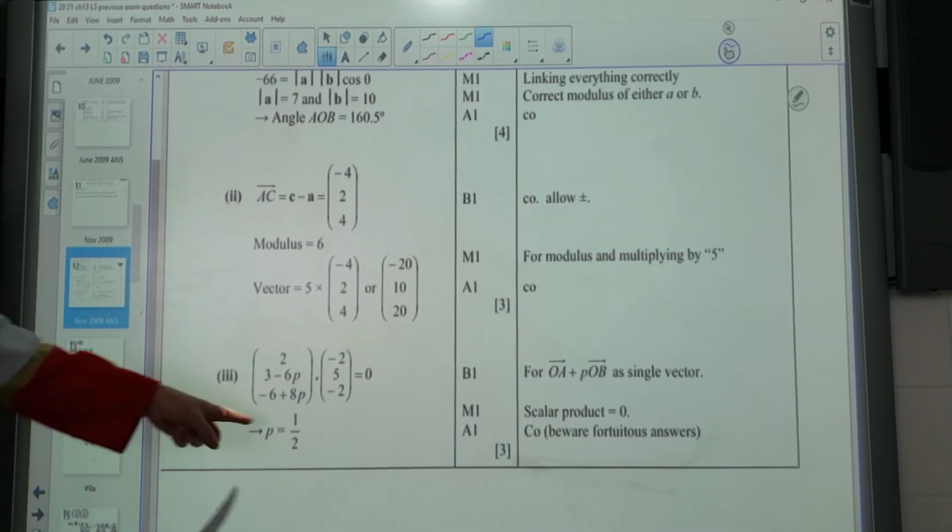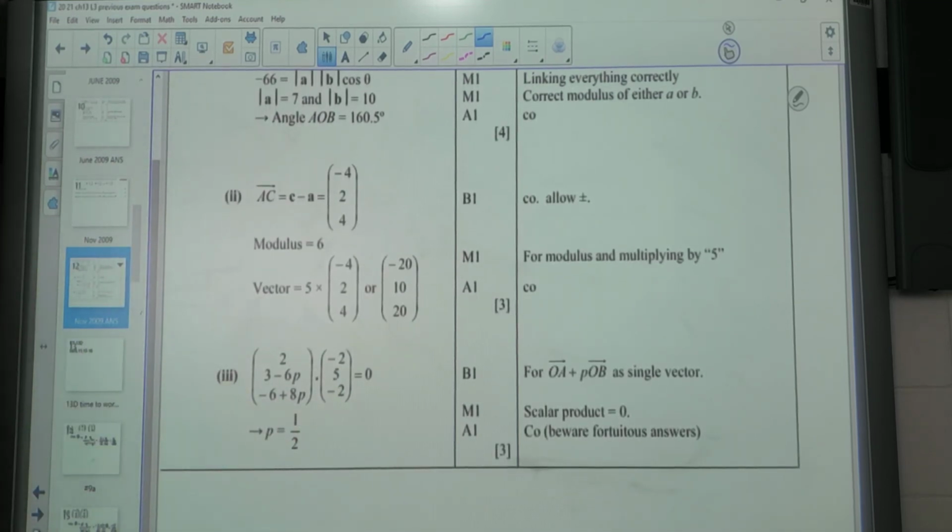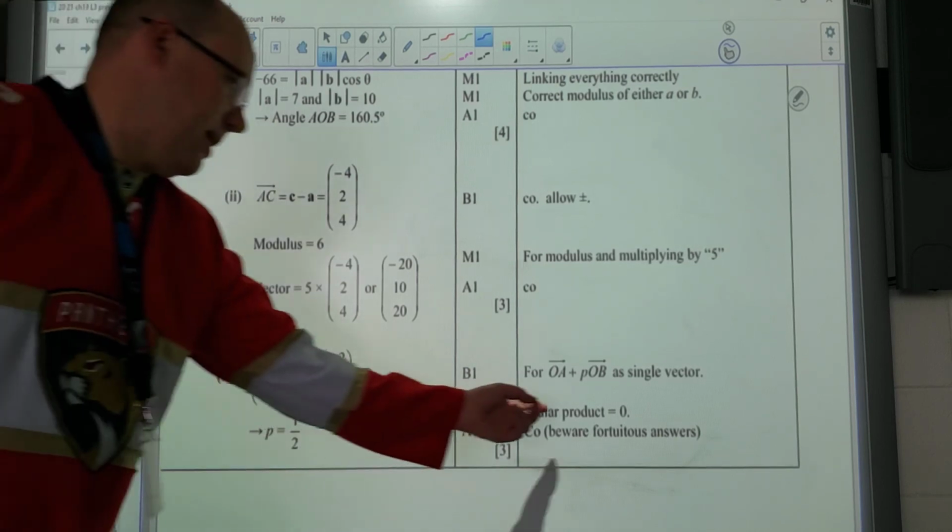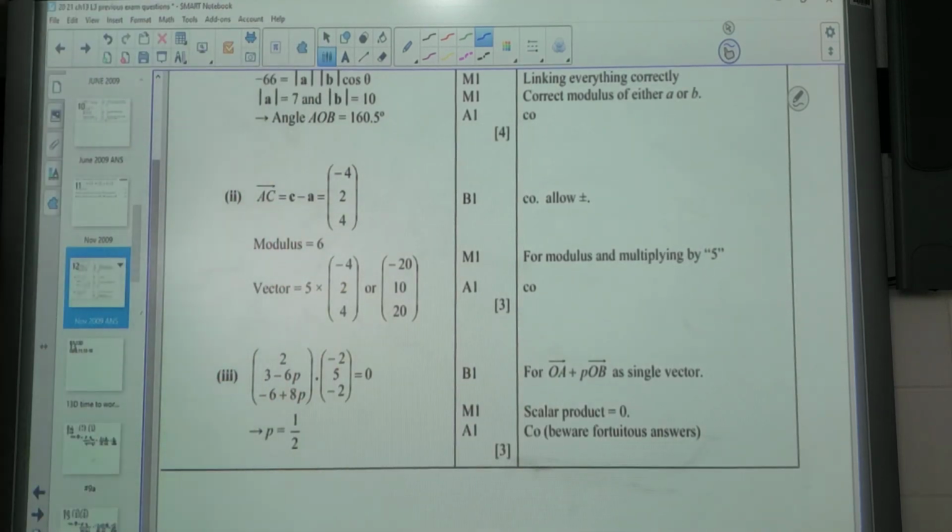And on the last question, it was 1/2, so I must have lost a sign somewhere as I was writing my answers down. And that's what I got for not leaving myself enough space. But yes, it should be 1/2. Notice you do get points for mentioning that the scalar product equals 0, so certainly worth mentioning while you're creating your answers.